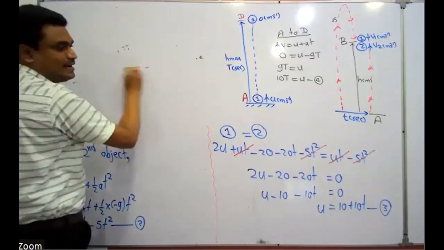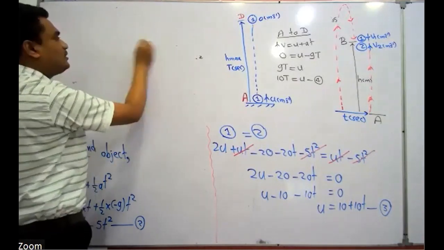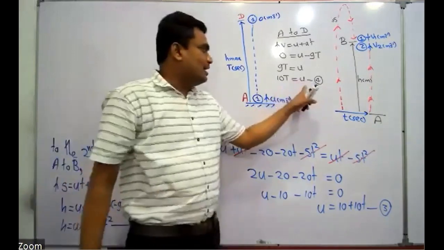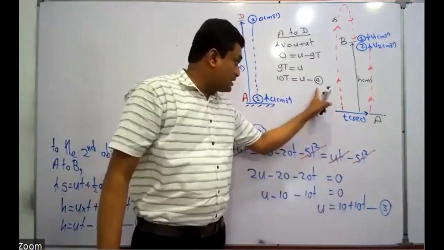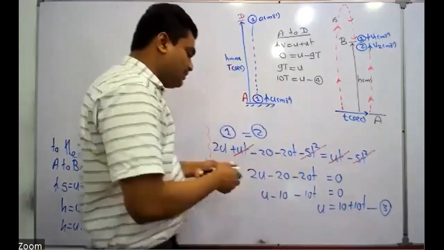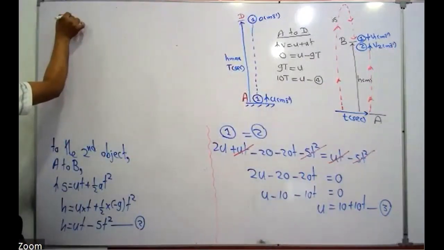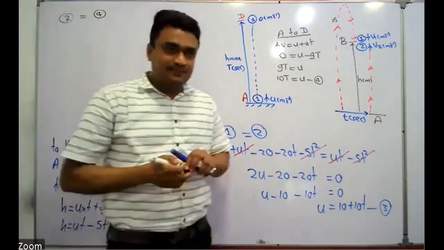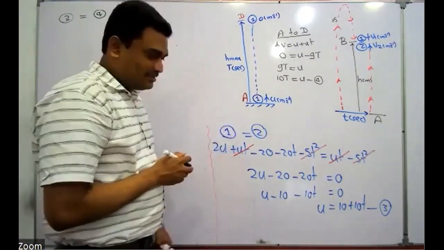What do you think about equations 3 and 4? Equation 3 says u equals something; sorry, 4 says u equals 10T. 3 also says u equals something. It means the third and fourth equations are equal. Am I right here?